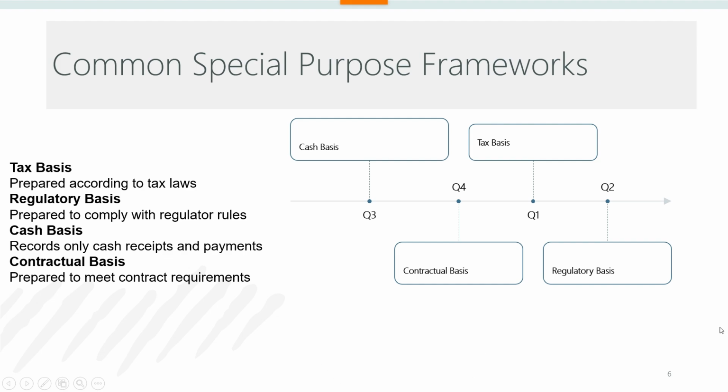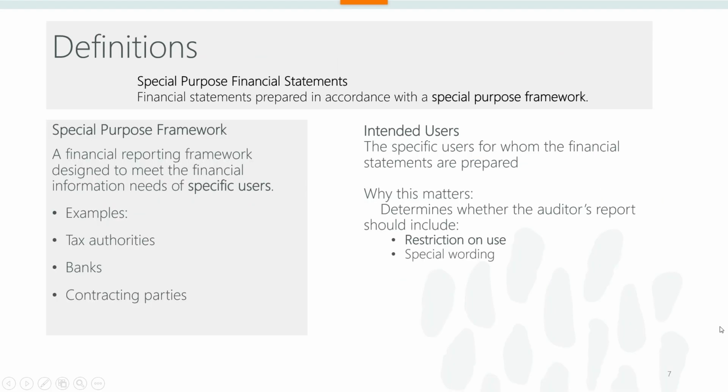But let's move forward and see the key definitions of ISA 800. A specific purpose framework is a financial reporting framework designed to meet the needs of specific users, such as tax authorities or banks. Intended users are the specific users for whom the statements are prepared. This is important because it affects whether the auditor's report should include specific wording or restrictions on use.